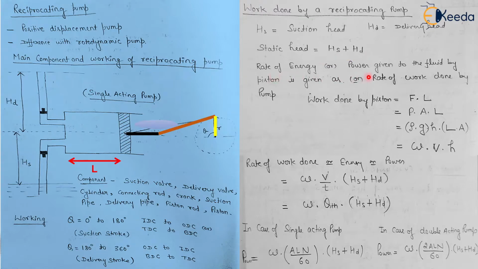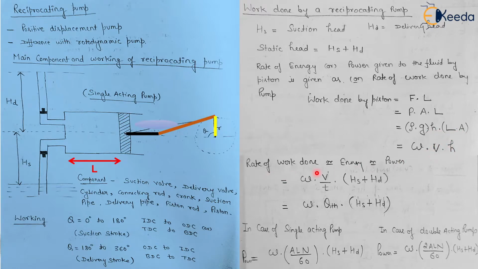Now the rate of energy or power given to the fluid by the piston is given as the rate of work done. So what is the work done by the piston? Force into distance. The piston is forcing the fluid with the force F and the water is traveling the distance L. So F into L is the work done by the piston. And you know what F is? F is the pressure into area into L. And what is the pressure? Rho g into H into L into A. Rho g is the specific weight. So W into this one is the volume and this one is the H.